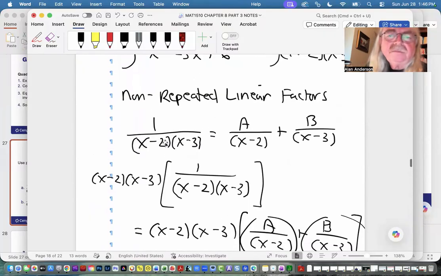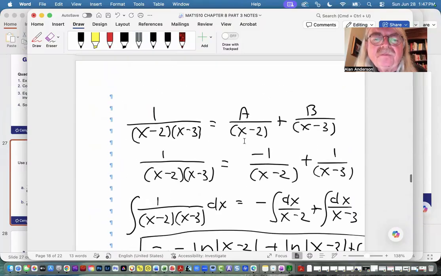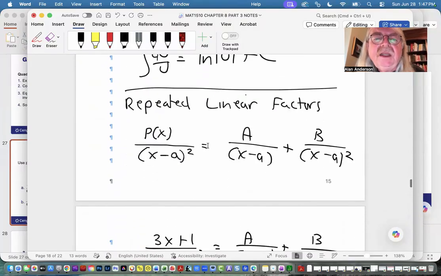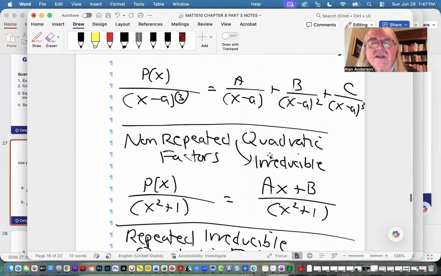Non-repeated linear, the simplest one of them all. You need one letter for each. If they're repeated, you need more than one. In other words, if we have (x minus a) squared, we need one term for x minus a and another term for (x minus a) squared. If we have a cube, I think I showed you down here, there it is, then you need three terms where the exponents are 1, 2, and 3.